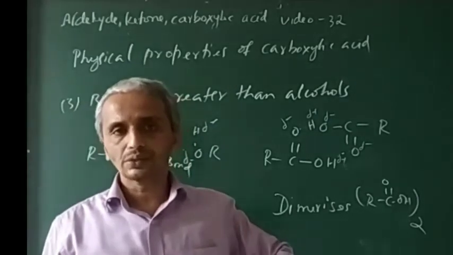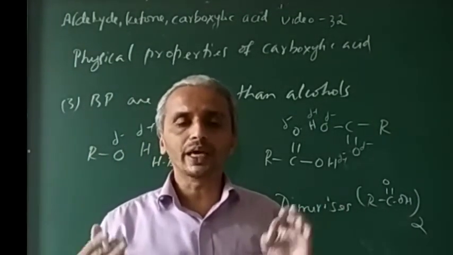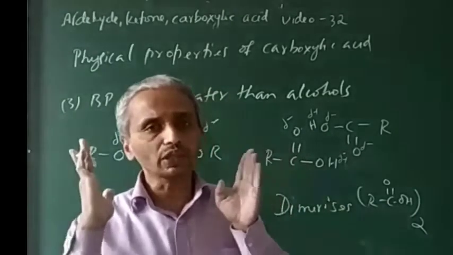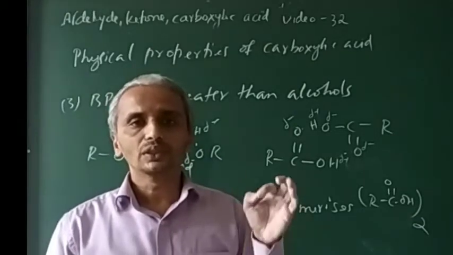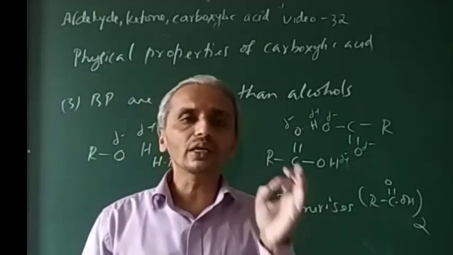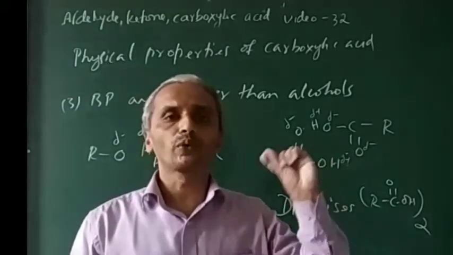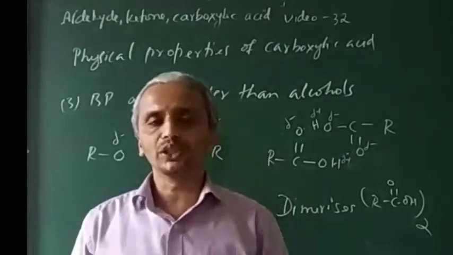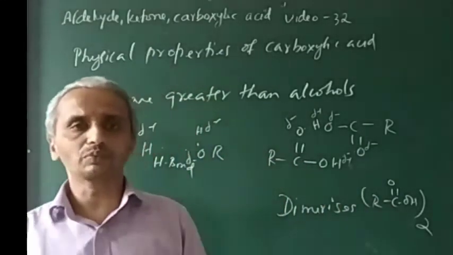Say butanoic acid and 2-methyl propanoic acid, their molecular formula is the same, but butanoic acid will have the higher boiling point than that of the 2-methyl propanoic acid because there is one branching. Higher the branching, lesser the boiling point.